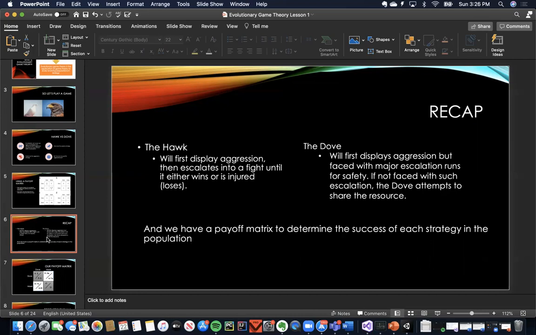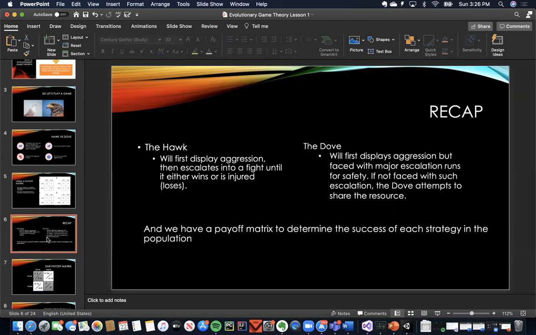Whereas the dove is a creature that displays aggression, but, faced with major escalation, it will run for safety, and it will often try to share the resource if it's not posed by an aggressive creature. Now, I should make a clarification, which I think is really important. In the real world, there's not just hawks and there's doves.